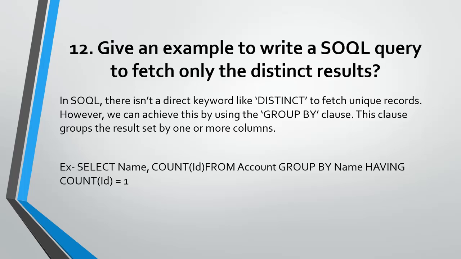Give an example to write a SOQL query to fetch only the distinct results. In SOQL, there is no direct keyword like distinct to fetch unique records. However, we can achieve this with the group by clause. This clause groups the result set by one or more columns. For example, select name, count ID from account group by name having count ID equals to 1.